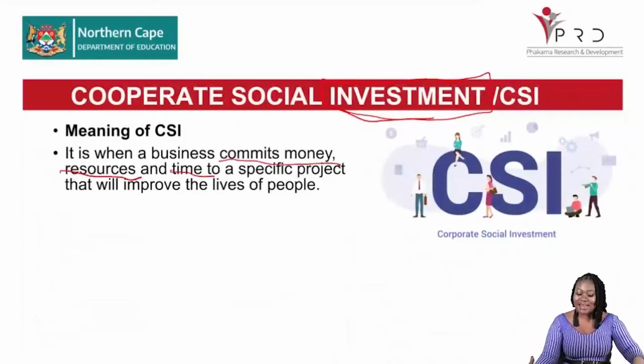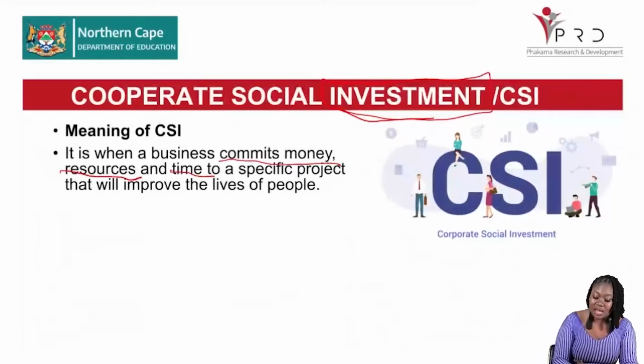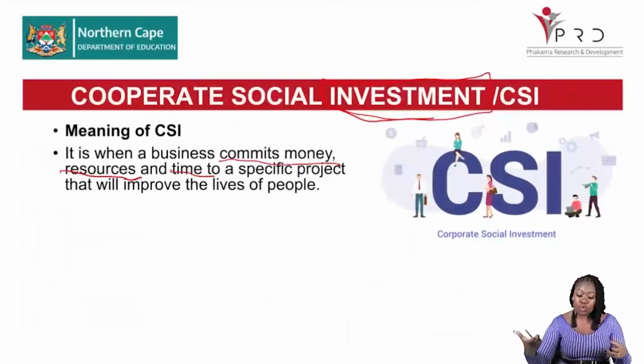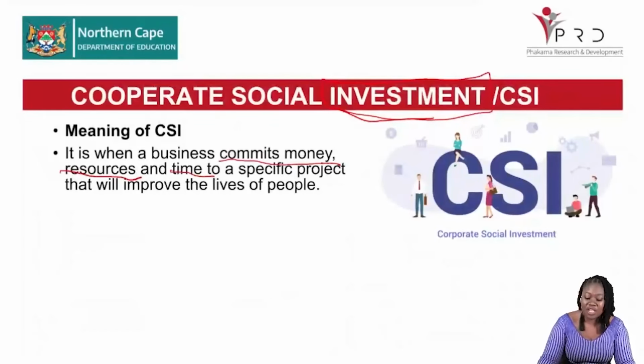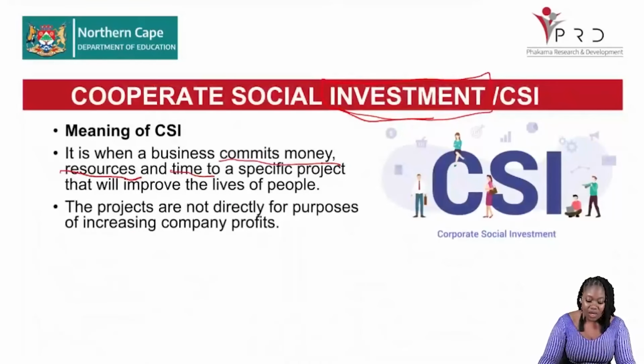So with CSR, they are not specific as to what they actually commit. So with CSR, it says that it's a continuous commitment. But now with CSI, we see that the business here commits what? They commit their money, they commit their resources and they also commit their time into specific projects that actually improve the lives of people in general or people in the community. Okay, and then also the projects are not directly for purposes of increasing company profits. That is not the purpose.